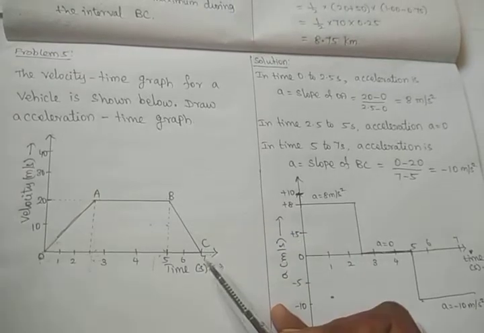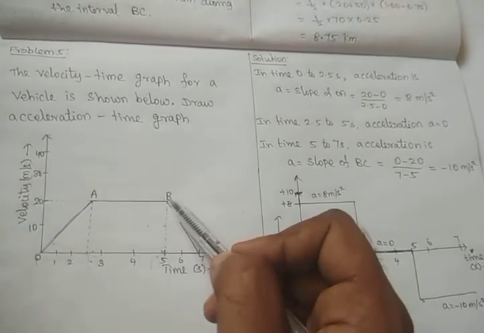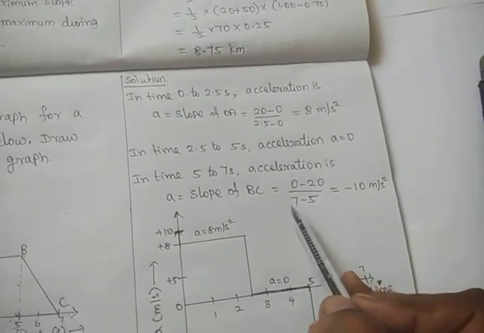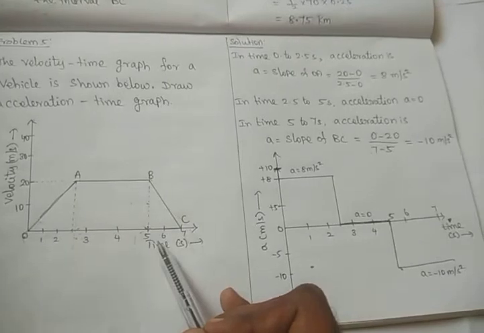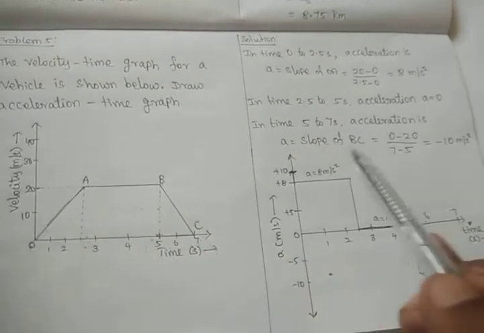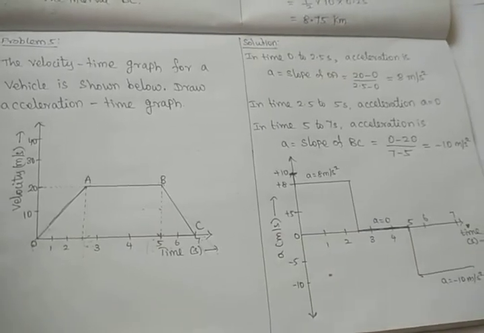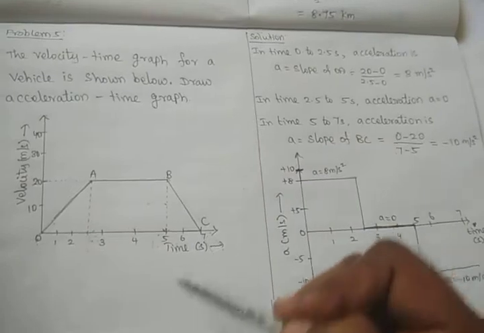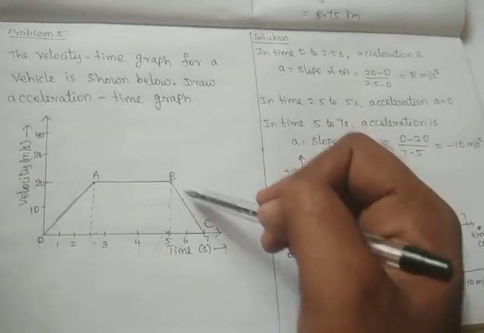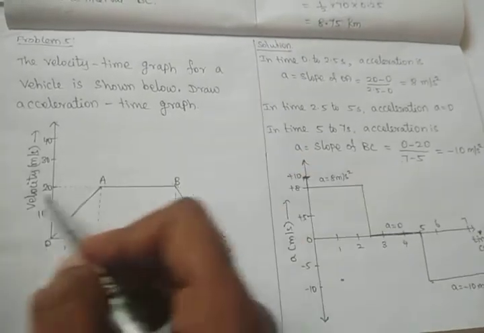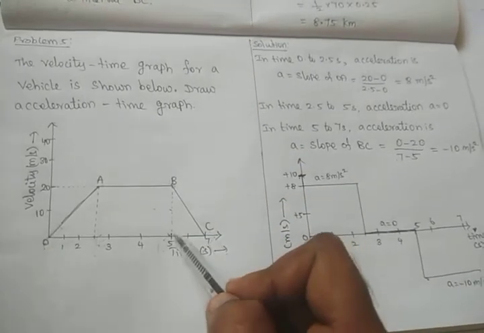So the slope is decreasing. Final velocity minus initial velocity: final velocity is 0 and initial velocity is 20. So 0 minus 20 divided by 7 minus 5. Never let the time become negative. Again I will say that the slope means y by x. Here the slope of BC is a decreasing acceleration, which means velocity is also decreasing. The starting velocity is 20 and the final velocity is 0.